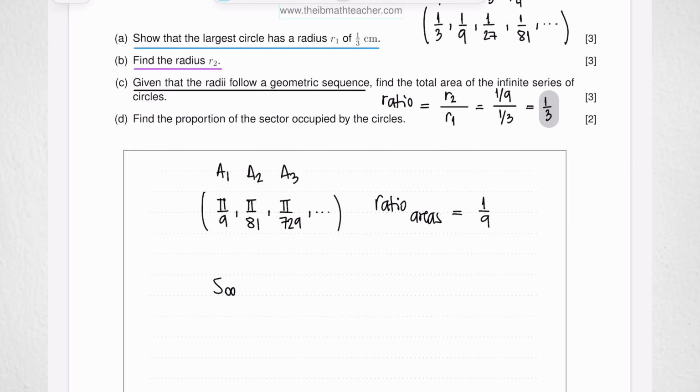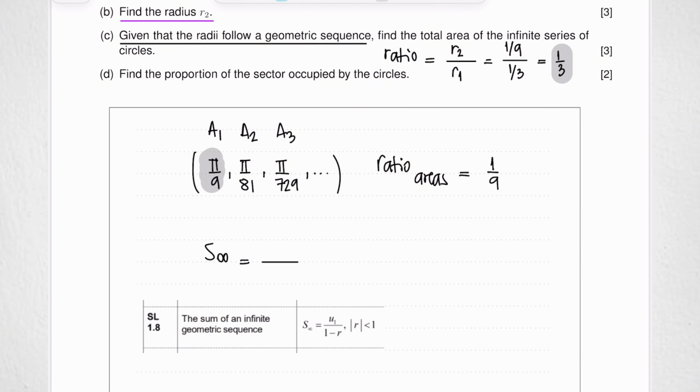If we're adding all these areas, we should get the first term over 1 minus r, which in this case is 1 over 9. So pi over 9 over 8 over 9, which in this case means pi over 8.